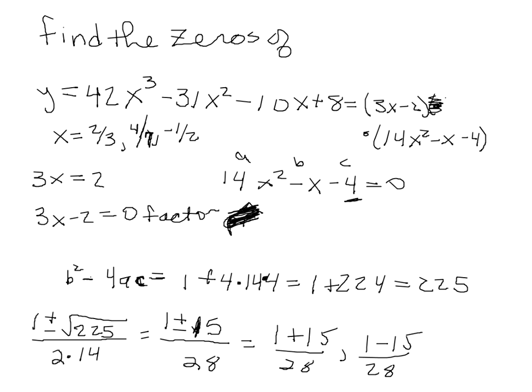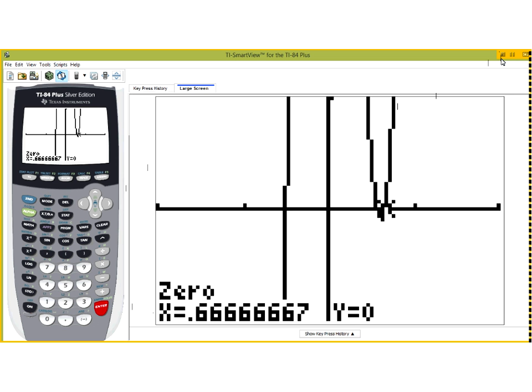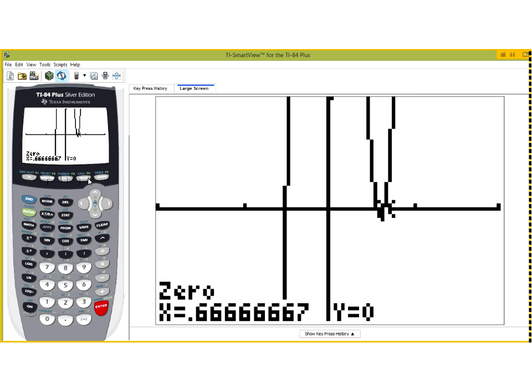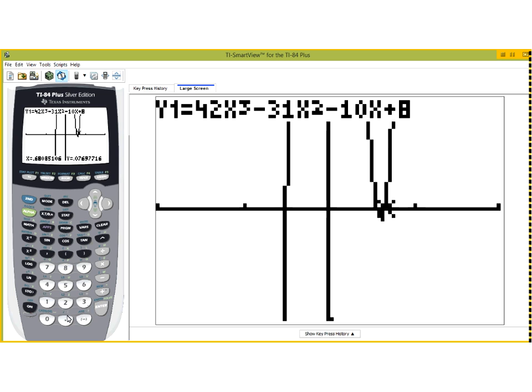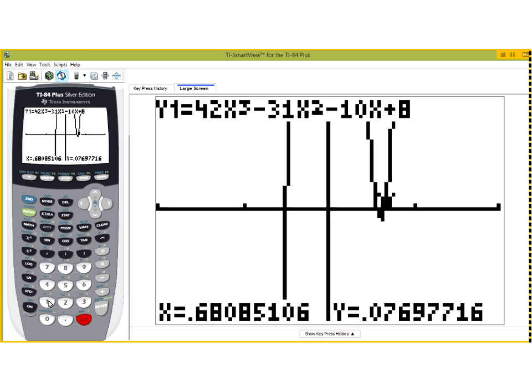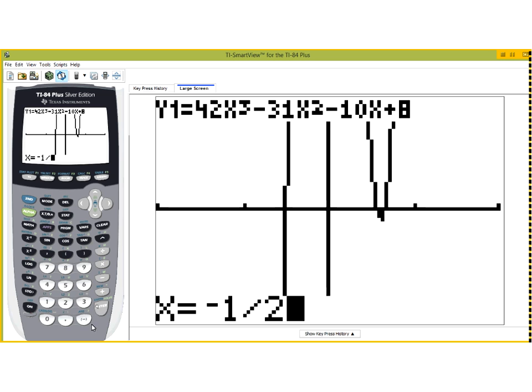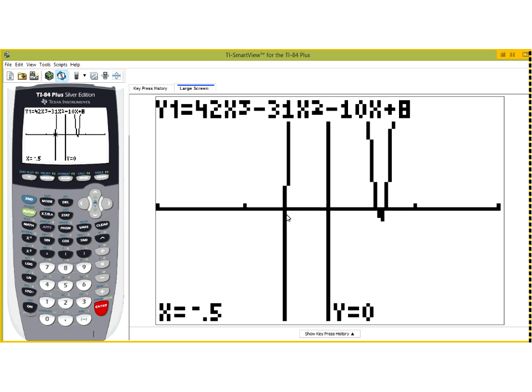And then the last thing we're going to do is go back to our calculator and verify that those are indeed the correct zeros. So trace minus 1/2. There's x equals minus 1/2, which has a y of 0, so that is a 0. That's correct. Then the other one we had was 4/7. So I type in 4/7, and there is my other 0.